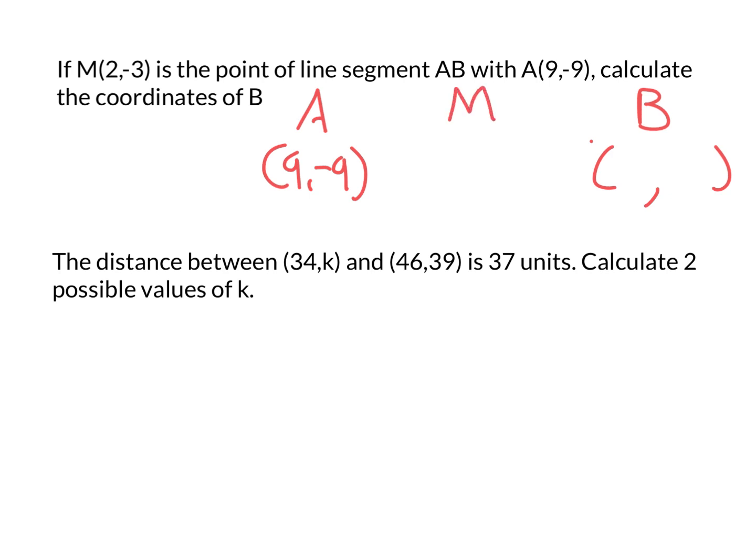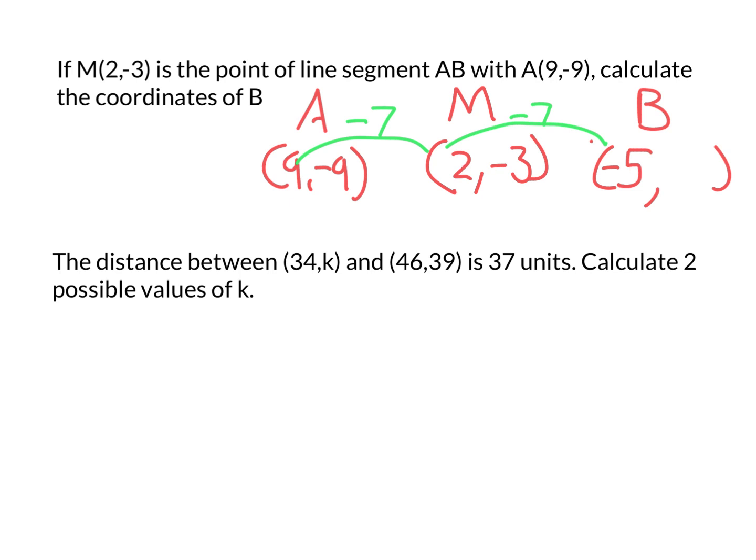Now, halfway between them, the midpoint is 2, negative 3. So we need to find this value and this value. Now, because this is the midpoint, 2 is going to be halfway between the two x values. So from 9 to 2, we've subtracted 7, so we're just going to subtract 7 again. 2 subtract 7 is negative 5. The x coordinate's negative 5 because 2 is halfway between 9 and negative 5.